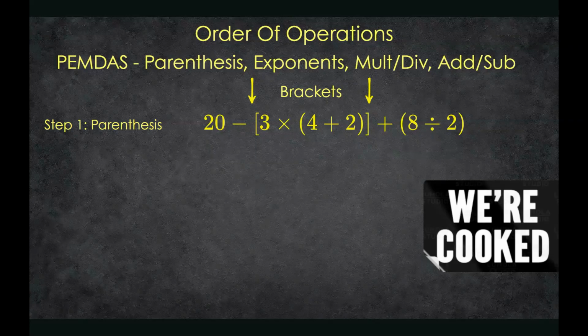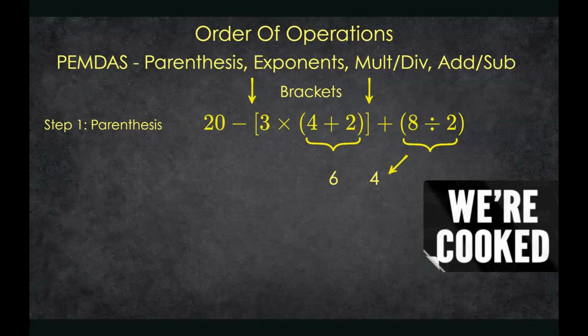So the first thing I'm going to do is take care of those parentheses inside the bracket, 4 plus 2. That is going to give me 6. And then I'm going to take care of those parentheses on the outside, 8 divided by 2, which is also going to give me 4. Now I'm going to bring everything down.